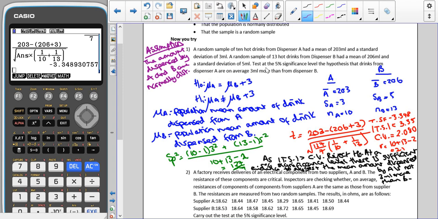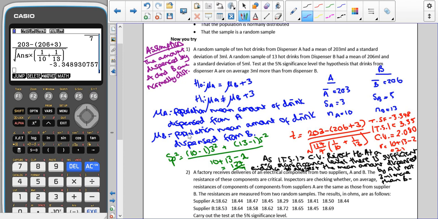So because it says 3 millilitres more, not more than 3 millilitres more or less than 3 millilitres more, it just says 3 millilitres more. So it's either is 3 millilitres more or it's not 3 millilitres more. So this is a two-tailed test. So our H naught is that mu A equals mu B plus 3 because the B is going to be the smaller one. So that's why we've added the 3 onto that one. And our H1 is going to be that mu A is not equal to mu B plus 3.